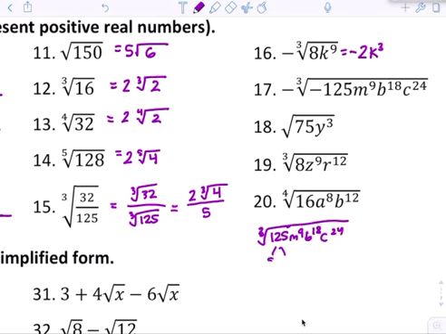So this one, again, we found a group of 3 of 5, so that means a 5 gets to come on the outside. Look up top right. 9 divided by 3 is m to the third with no remainders. 18 divided by 3 is b to the 6th with no remainders. 24 divided by 3 is 8, so c to the 8th power. No remainders, so everyone gets to leave the radical sign.